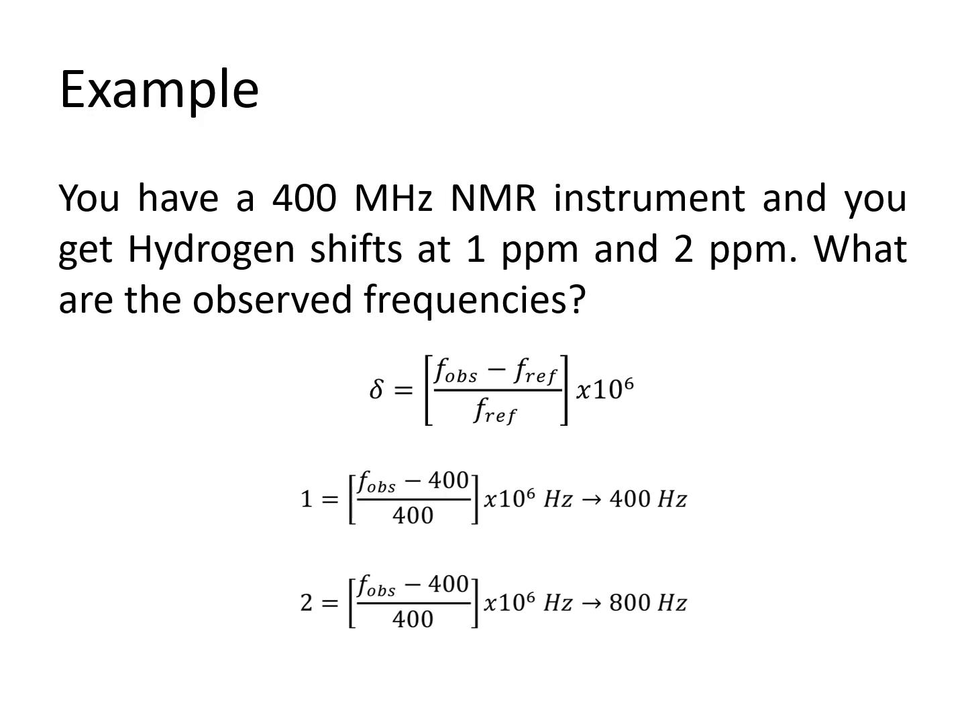Okay, a quick example of how you can actually use this stuff. So if you have a 400 megahertz NMR instrument and you get hydrogen shifts of 1 parts per million and 2 parts per million, what are the observed frequencies? So we can take our delta, which is the 1 parts per million and 2 parts per million, and we have our reference frequency, which is the 400 megahertz. And basically what we can do is pull out the megahertz part because that's accounted for in the 10 to the 6th, and do our F obs minus 400 divided by 400, and we get that our shift is 400 hertz for 1 parts per million and 800 hertz for 2 parts per million.